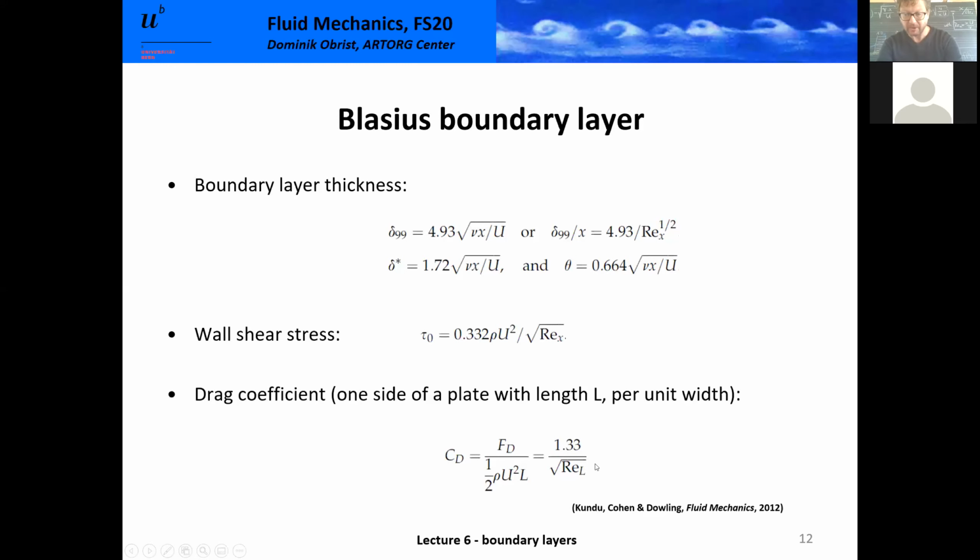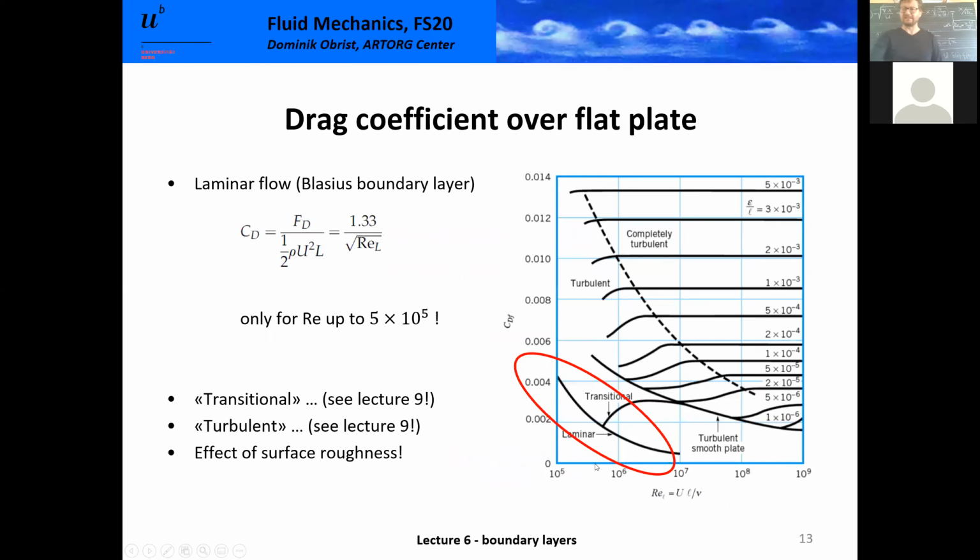Results like the one on the bottom are usually summarized in diagrams like that. And you see that result in this diagram on the bottom left is this black curve denoted by laminar. So the drag coefficient decreases as the Reynolds number of the plate, L being the length of the plate, increases. Okay. What about the other curves?